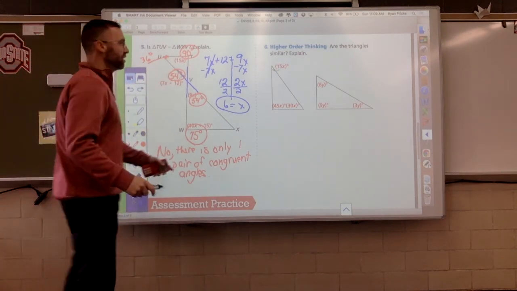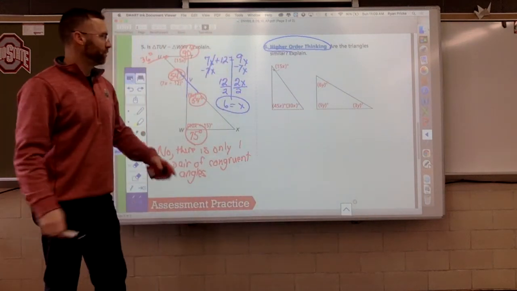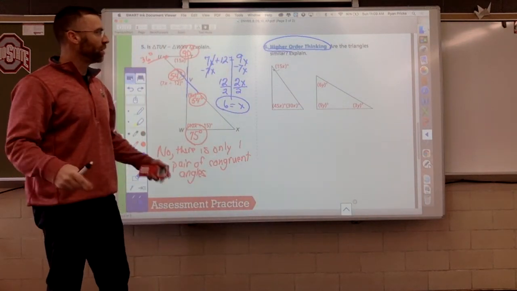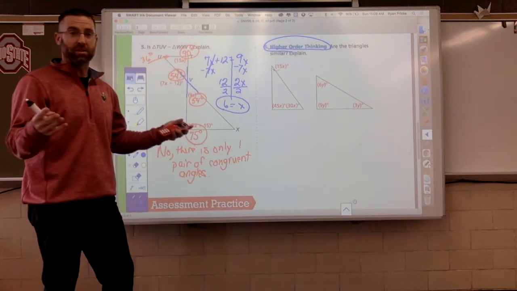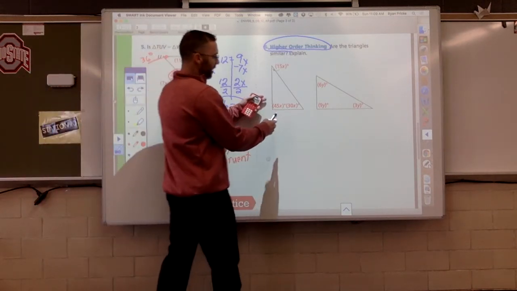Hey, Mr. Freaky probably wants you to skip the higher order thinking, but we're not going to. Okay? We need to determine, are these two triangles similar? Well, to determine if they're similar, we have to see, do they have two pairs of congruent angles?